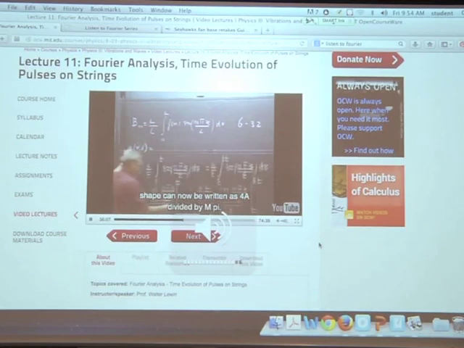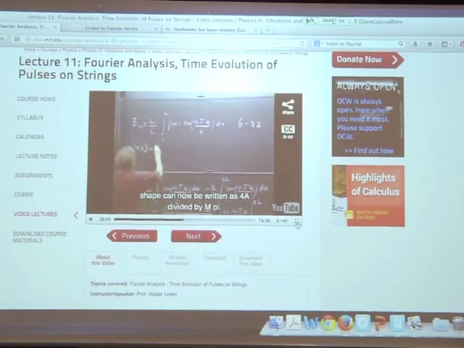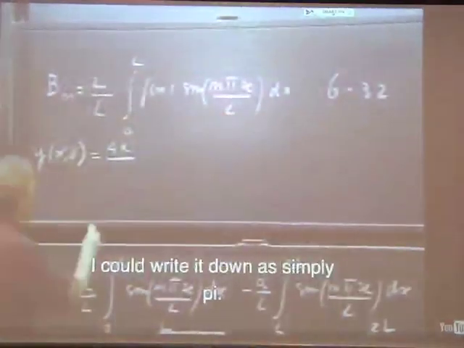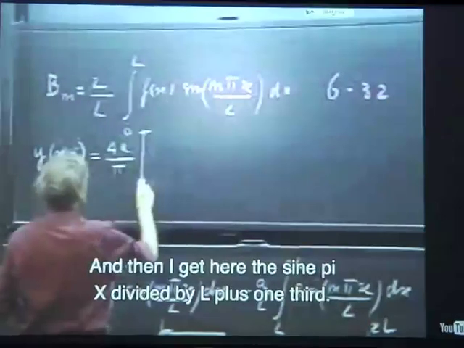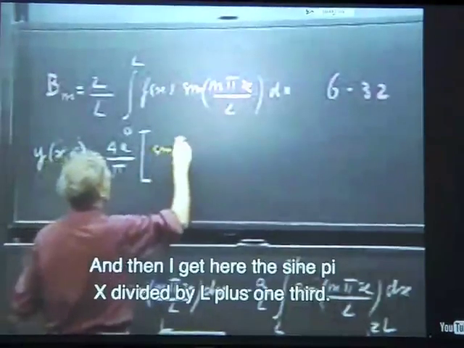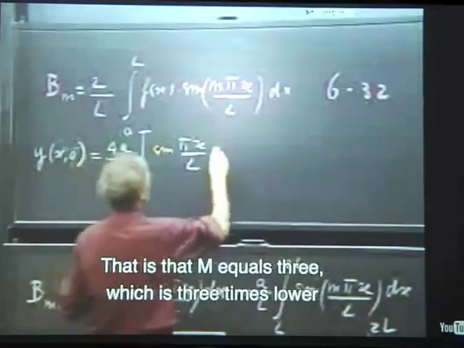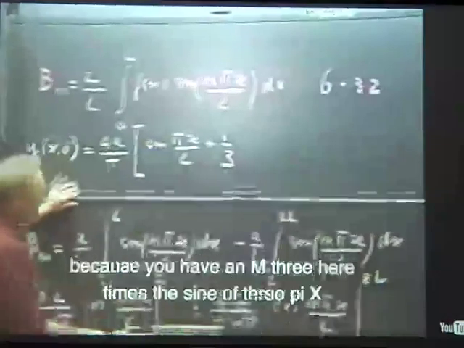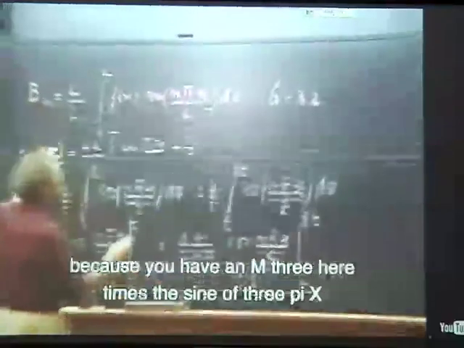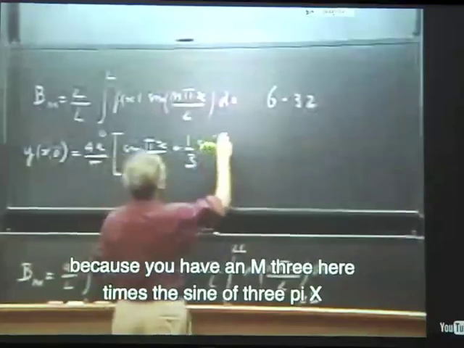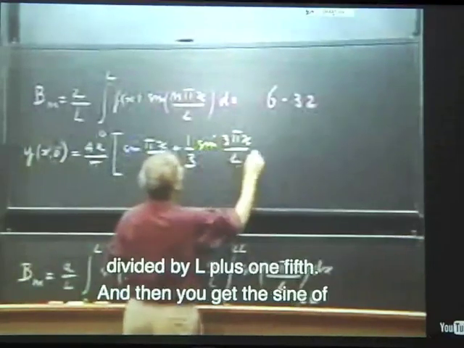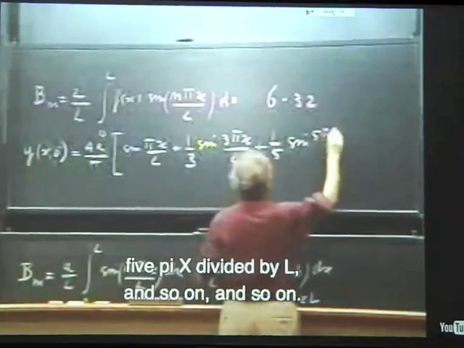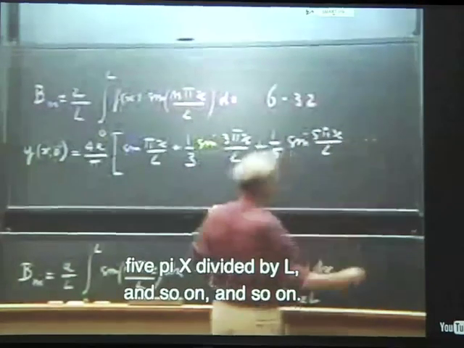As 4a divided by m pi. Okay. I could write it down as simply as pi. And then I get here the sine of pi x divided by L, plus 1/3, that is m equals 3, which is 3 times lower because you have an m cubed here, times the sine of 3 pi x divided by L, plus 1/5, and then you get the sine of 5 pi x divided by L, and so on and so on.